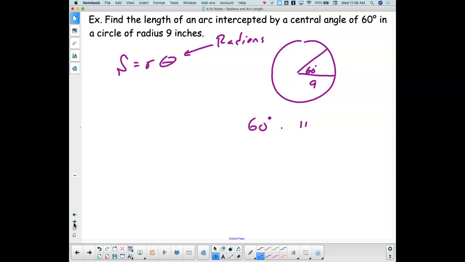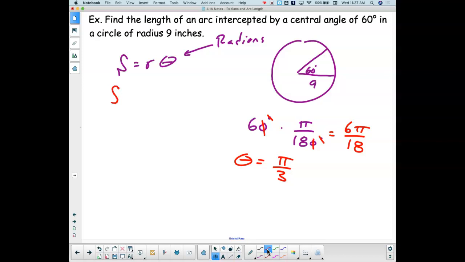Yes, pi over 180. How do I know that? I want the units to cancel out. Degrees are gone. Sixes are gone. So now I get 6 pi over 18, which looks like pi over 3 to me. So this theta in radians is pi over 3.